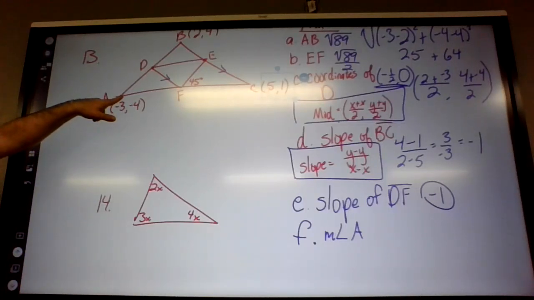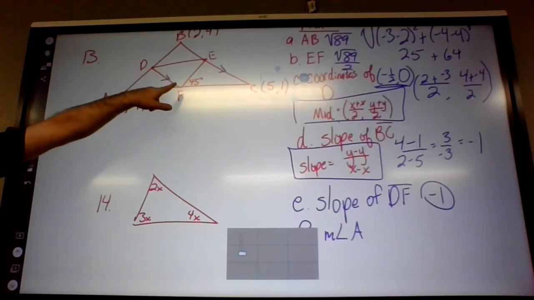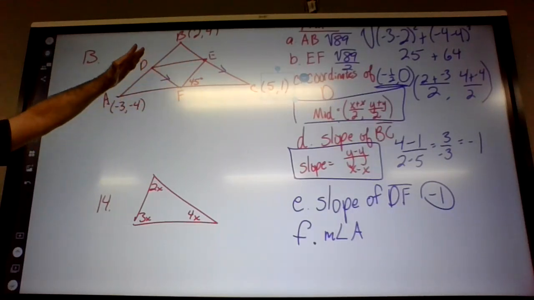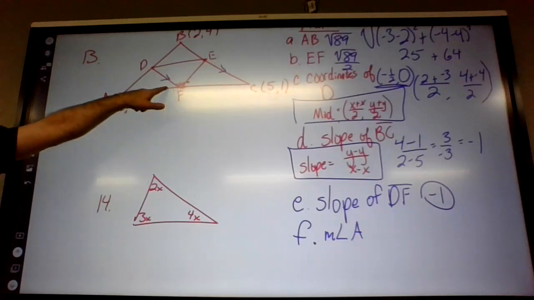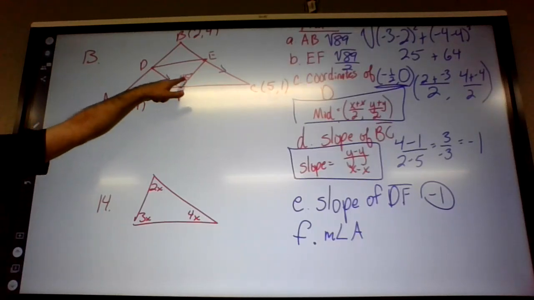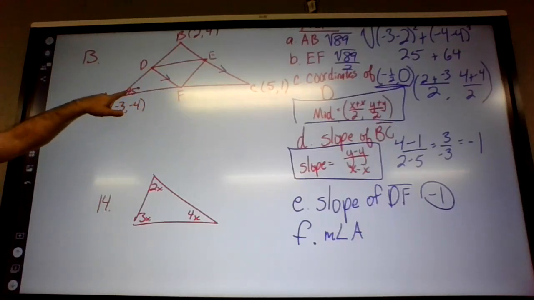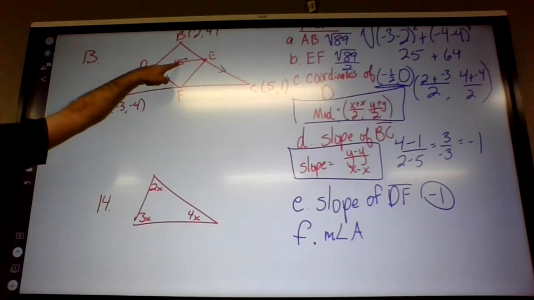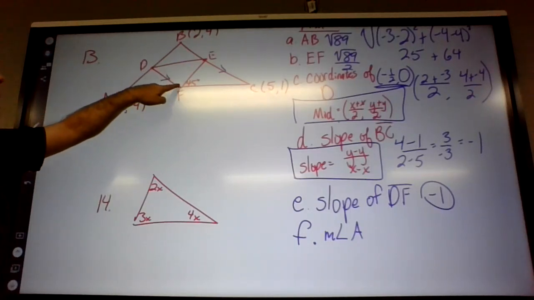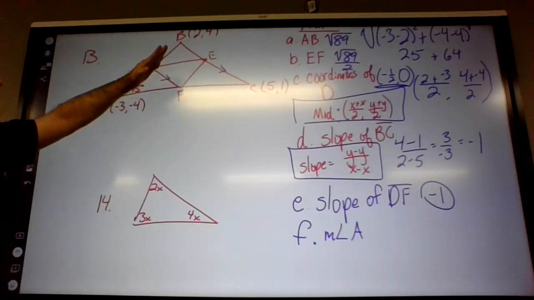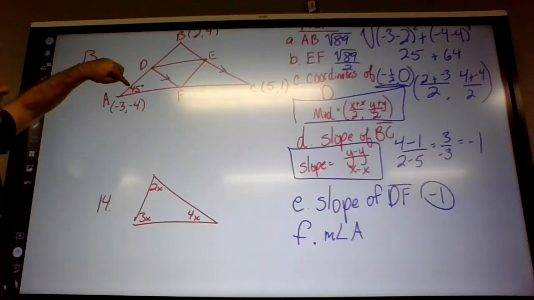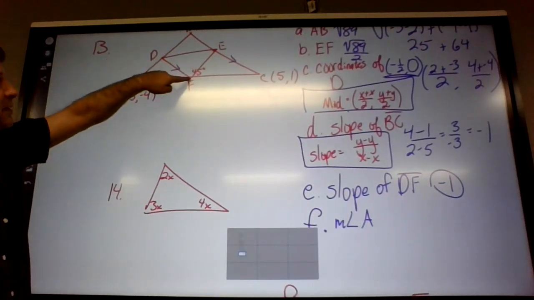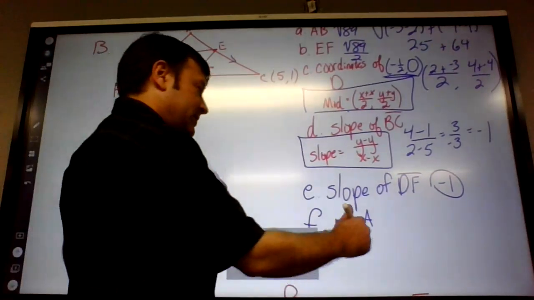What's the measurement of angle A? It's 45 degrees. Because these lines are parallel, these angles in the same corner are corresponding angles on parallel lines, so they would both have to be 45. This would also be 45 up here, because these are parallel. But yeah, it's 45 degrees.